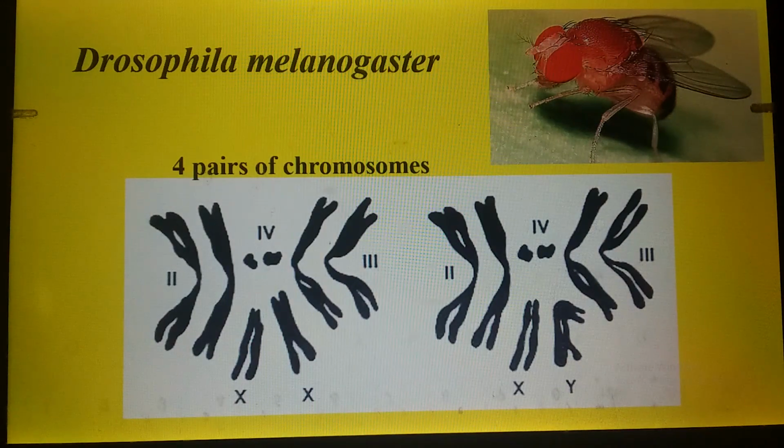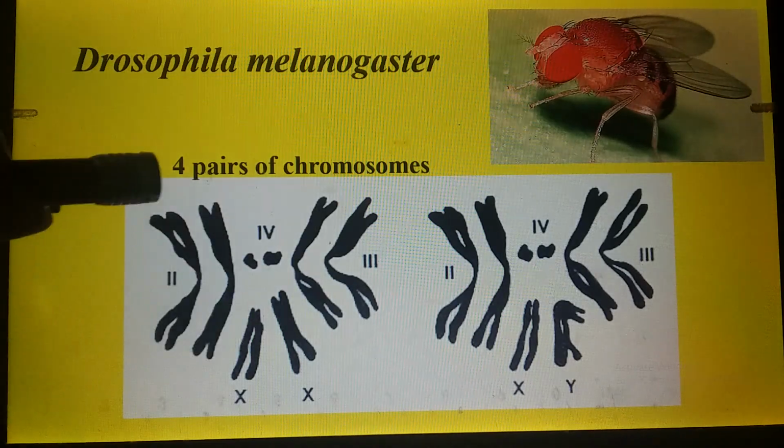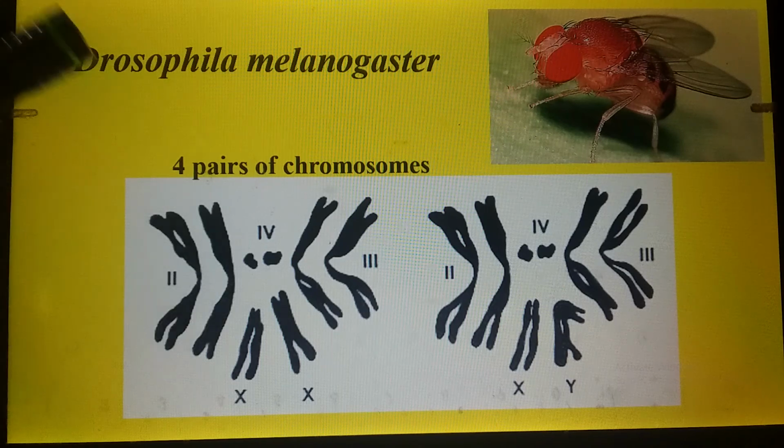Okay, ji. Now this is Drosophila melanogaster, Morgan's study animal. And this Drosophila melanogaster has 4 pairs of chromosomes, meaning 8 chromosomes. And you can see here 1, 2, 1, 2, 3, and 4. 4 pairs. And how many chromosomes? 8 chromosomes. Sex determination was first done by Morgan in Drosophila.